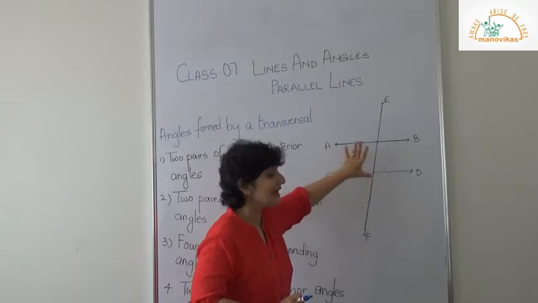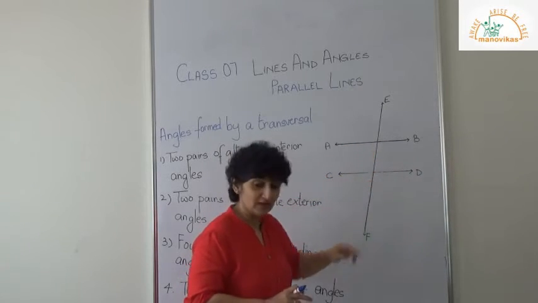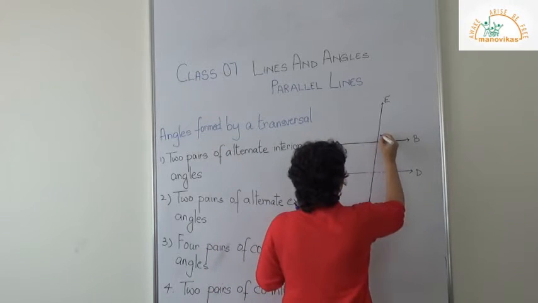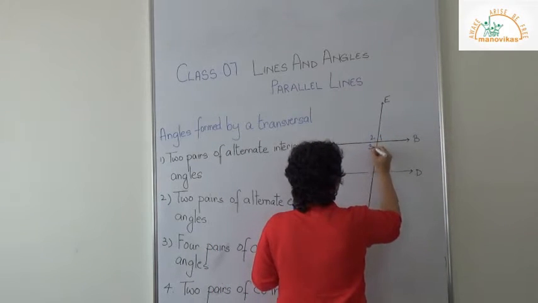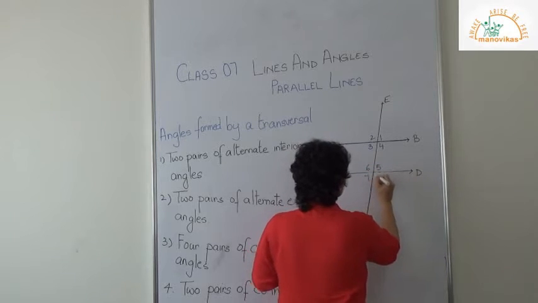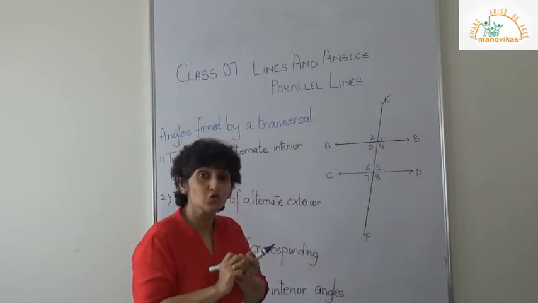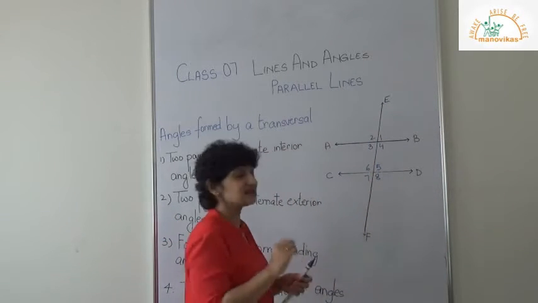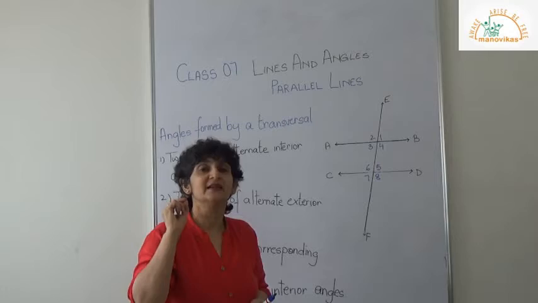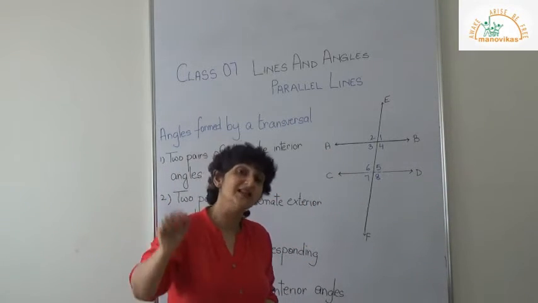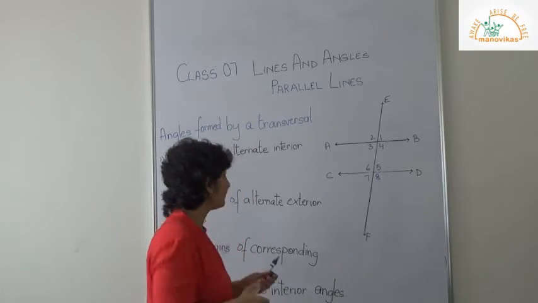When this transversal intersects these two lines, then we get 8 angles, alright? Or you can say 8 angles are formed. 1, 2, 3, 4, 5, 6, 7, 8. So when two lines are cut by a transversal, this EF is called your transversal, and 8 angles are formed.